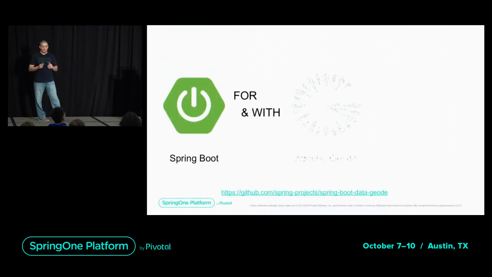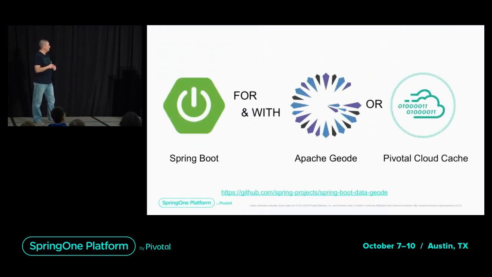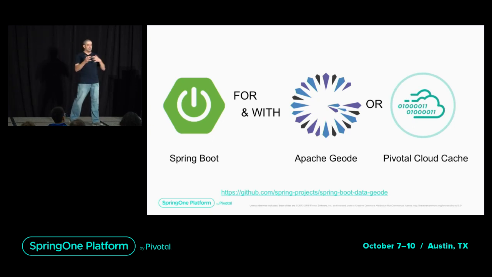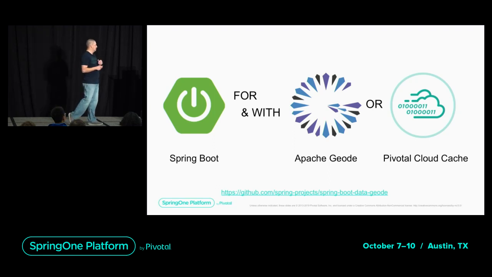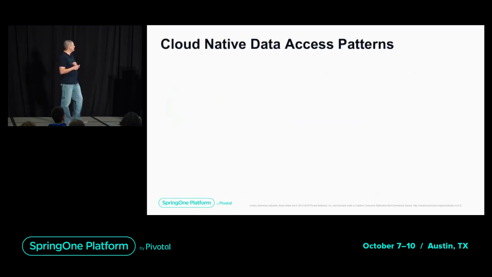And the technology that makes that work is Spring Boot for and with Apache Geode as well as Pivotal Cloud Cache. These things are literally interchangeable. You basically include a starter on your classpath, and you can move between these environments. And we're going to show that later on, what that looks like.